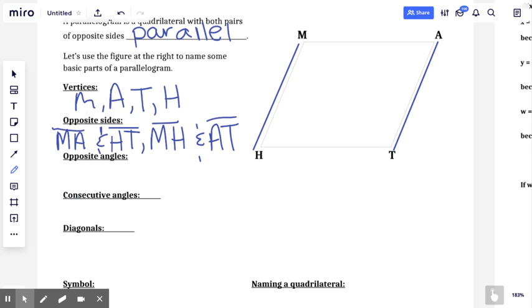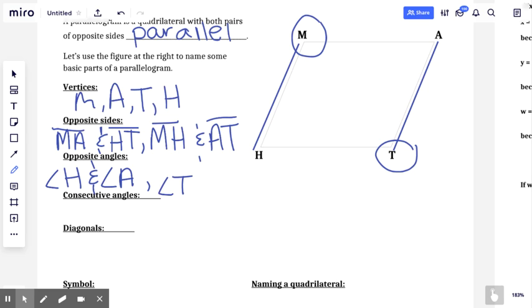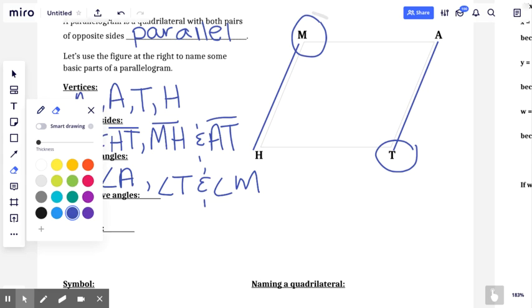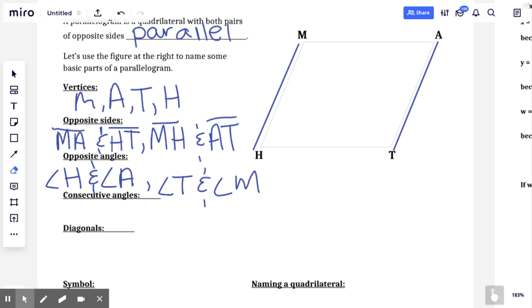Okay, next, opposite angles. The opposite angles are the angles that are diagonal from each other. So like H and A, those would be considered opposite angles. Angle H and angle A. And then T and M would be considered opposite angles. Angle T and angle M. So that would be opposite sides, opposite angles.